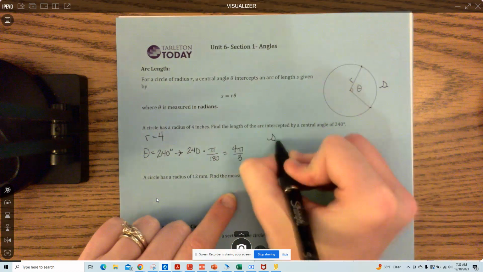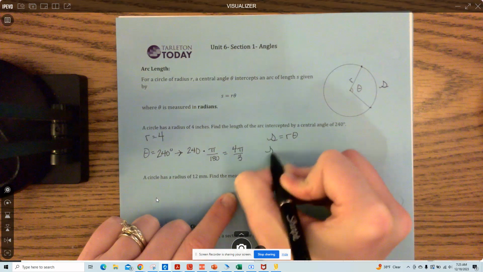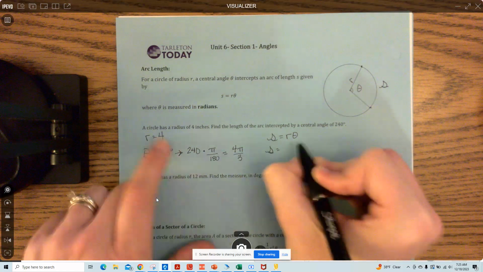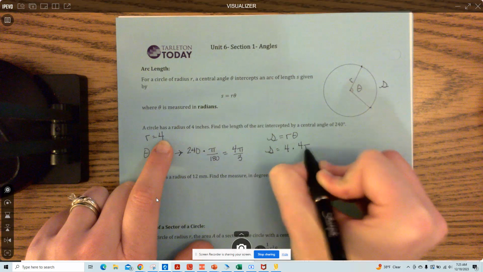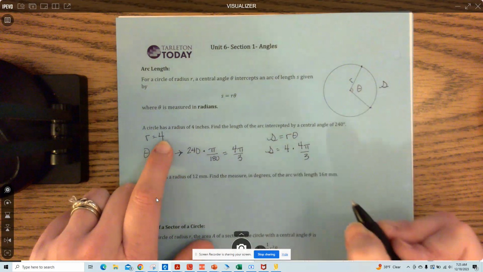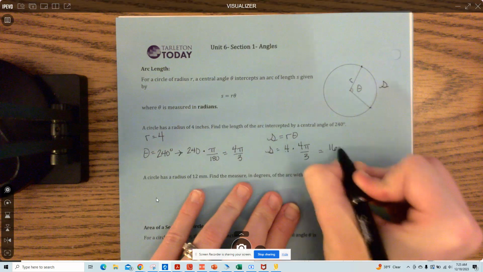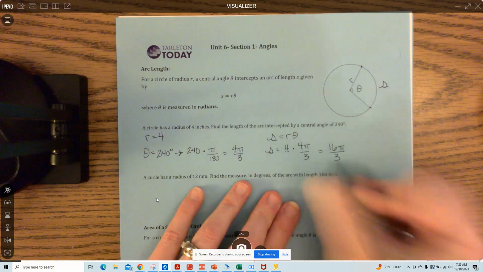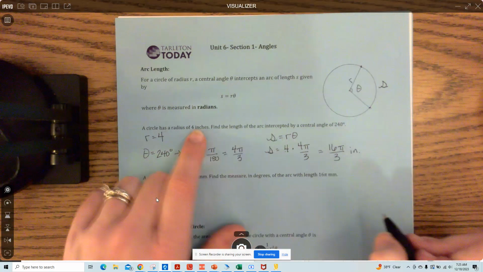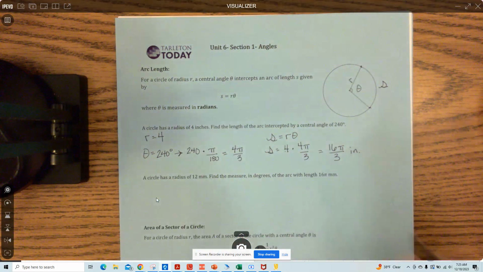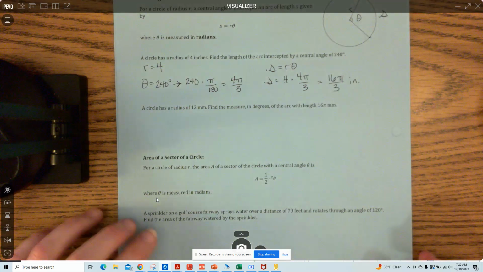So if our formula is S equals R times theta, we're looking for S. Radius is 4 times 4 pi over 3. Okay. 4 times 4 is 16. Keep the pi. Keep the bottom. That's going to be the arc length in inches because that's in inches. Okay. All right.